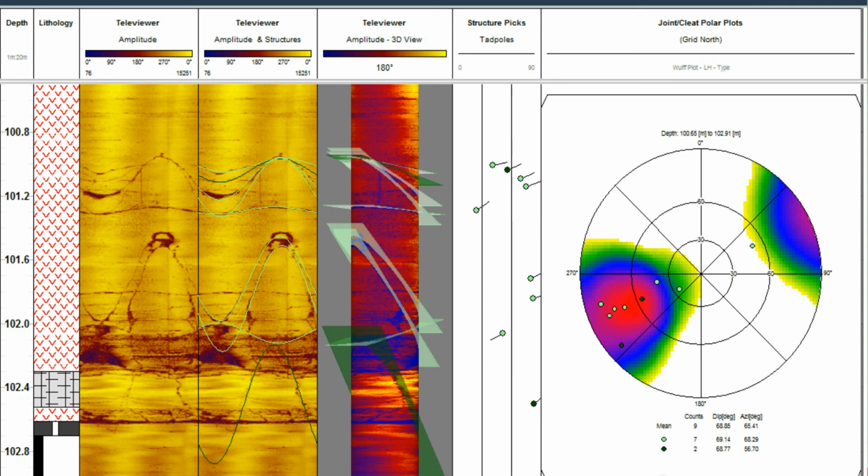Once the structural features have been picked, the software can then display the data in a number of different ways. In this diagram, I've created a 3D view of the amplitude log, which enables the joint planes to be displayed as they occur naturally.